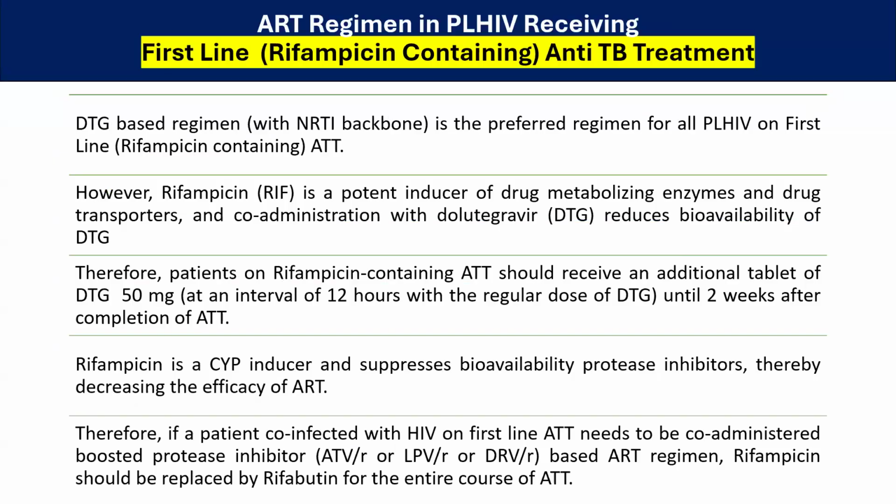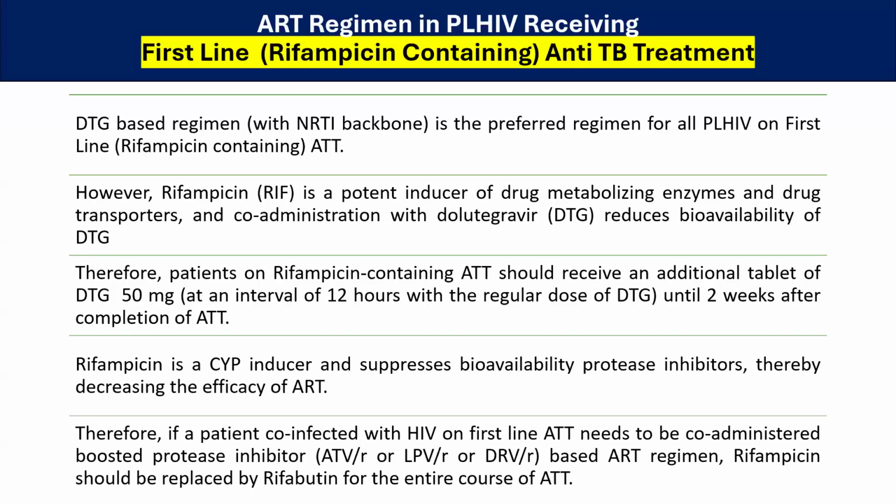So coming to the ART regimens in PLHIV receiving ATT, the DTG-based regimen is the preferred regimen for all first-line rifampicin-containing ATT. However, since rifampicin is a potent inducer of the drug-metabolizing enzymes and drug transporters, co-administration reduces the bioavailability of DTG. This is the reason why an additional dose of DTG 50 mg will be given, taken at an interval of 12 hours with the regular dose of DTG.